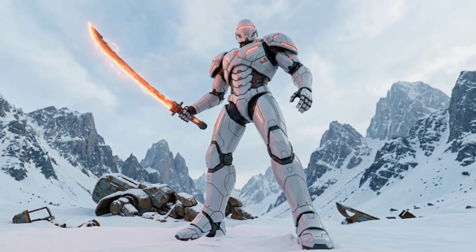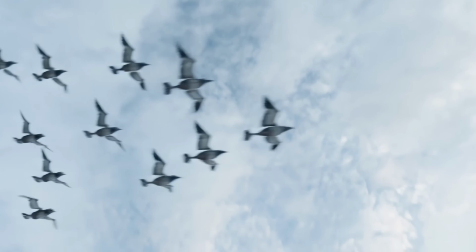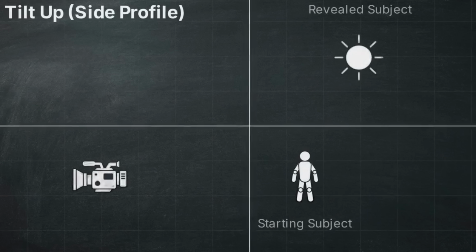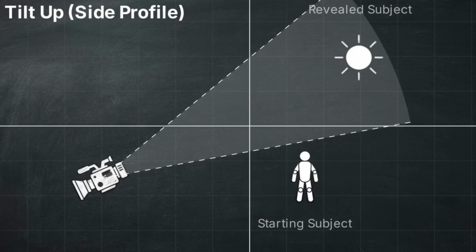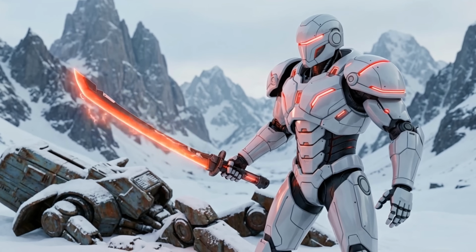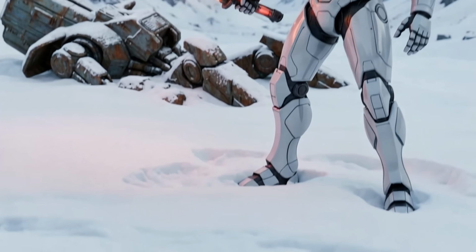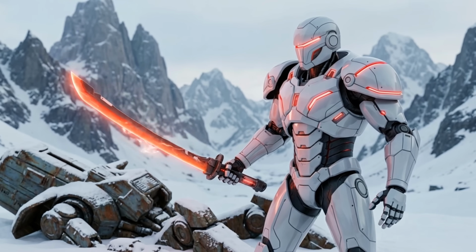Tilt up rotates the camera vertically from a lower point towards a higher point without moving its position. So clearly define the starting subject at the bottom of the frame and what the camera reveals above as it tilts. And tilt down is exactly the opposite of this motion. Again, start the prompt with what the viewer sees first above and then describe what becomes visible below.